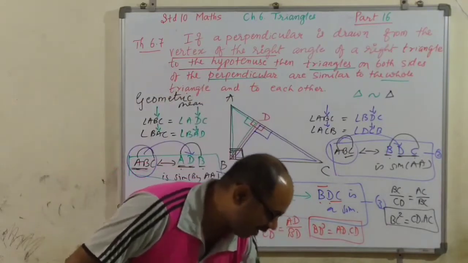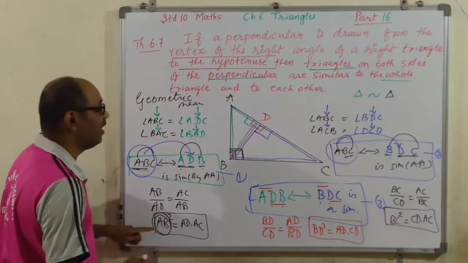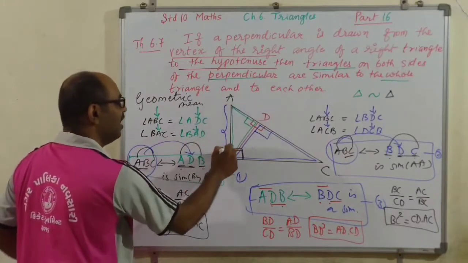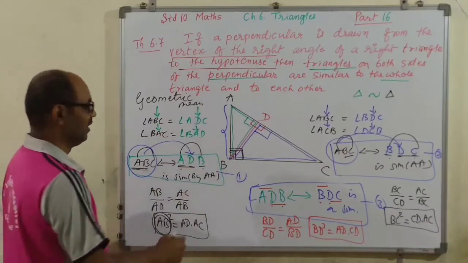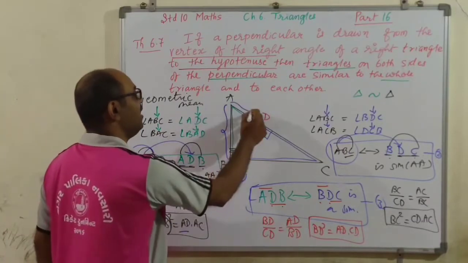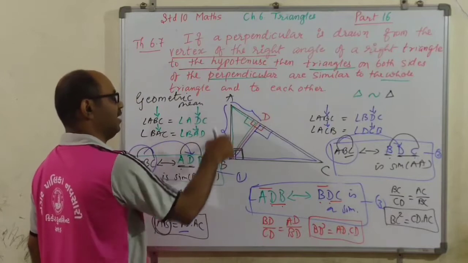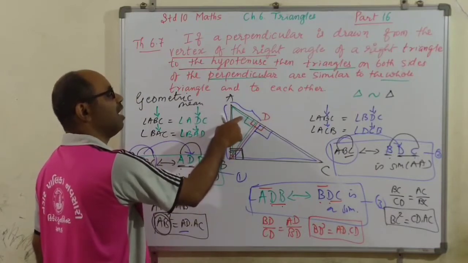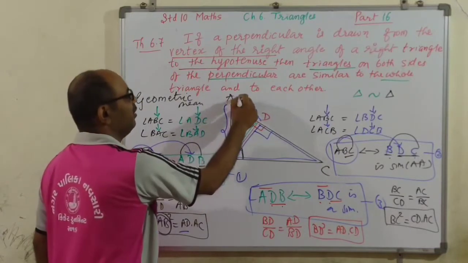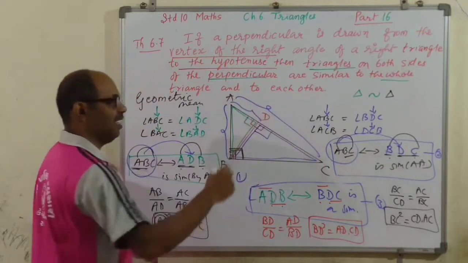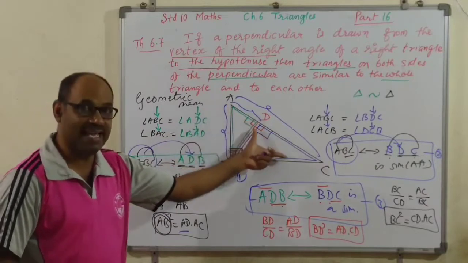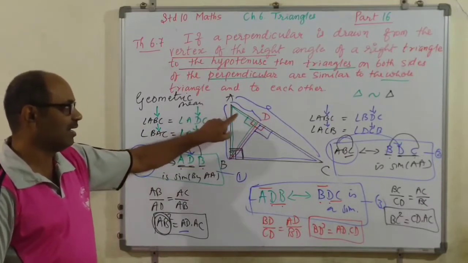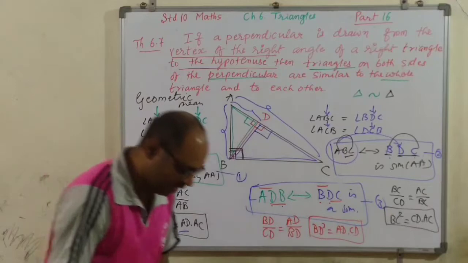Please look at the first result. AB. Children, where is AB? Here. This AB is one of the sides forming the right angle. It is equal to AD, the segment adjacent to it, which is the part connected with AB, into the hypotenuse AC. So AB is the geometric mean of AD and AC. So we can say AB square is equal to AD into AC.